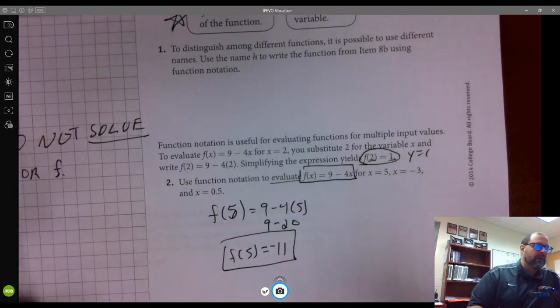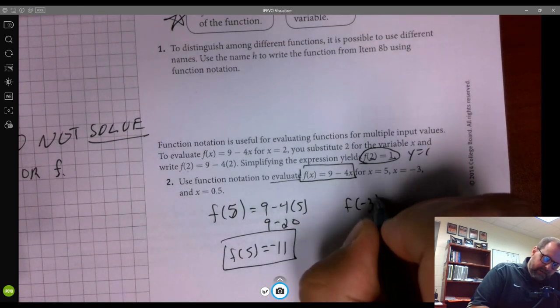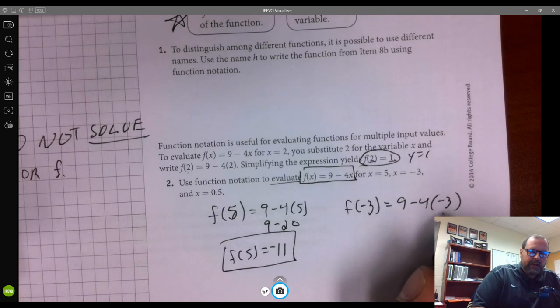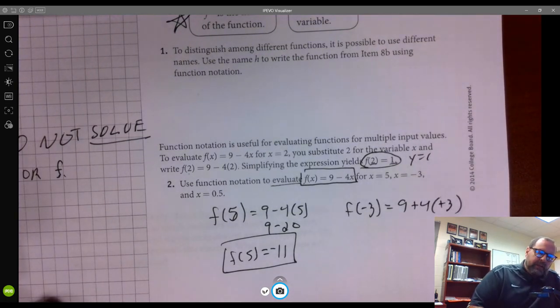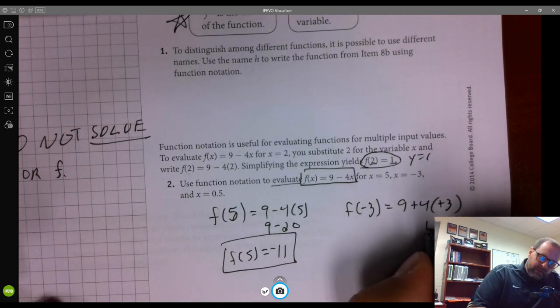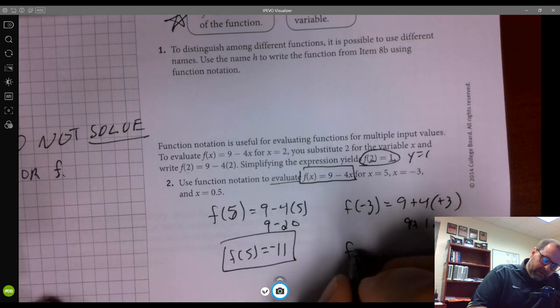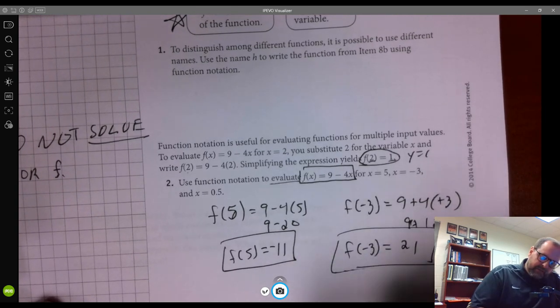Okay, now I'm not going to do all of these. Let's do negative 3. So I'd say f of negative 3 equals 9 minus 4 times negative 3. Notice when I plug in, I always put in parentheses for a very specific reason. Okay, now I see two negatives make a positive. 4 times 3 is 12. 9 plus 12 gives me 21. So f of negative 3 is positive 21.